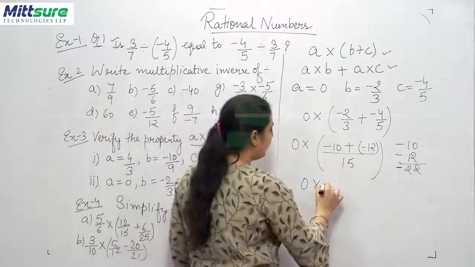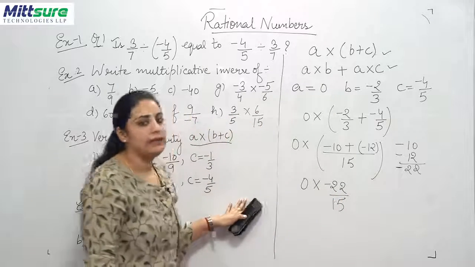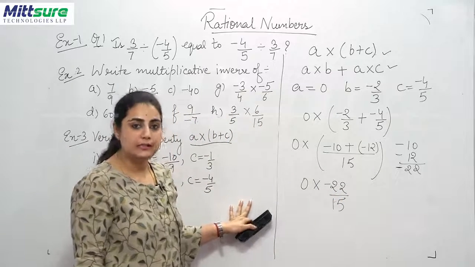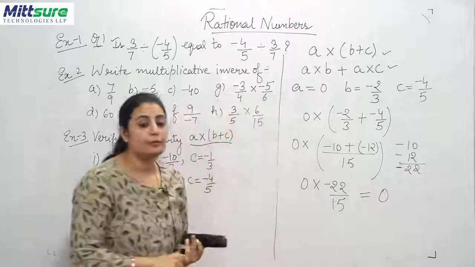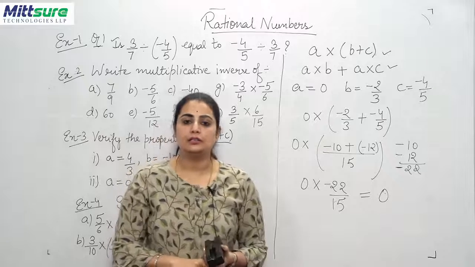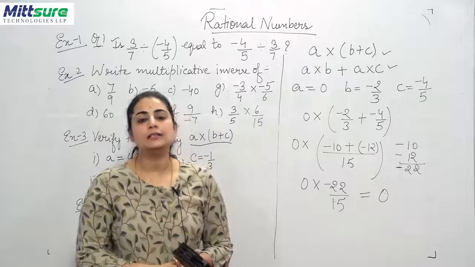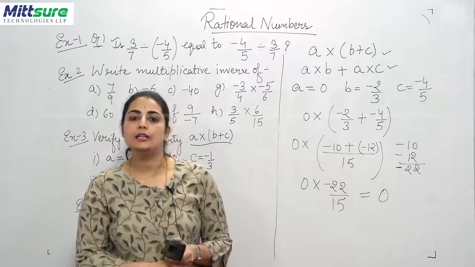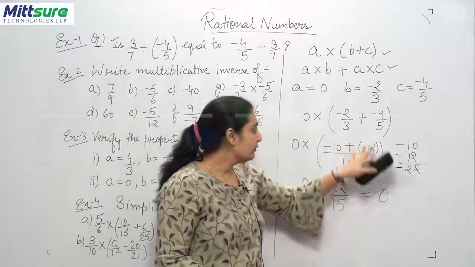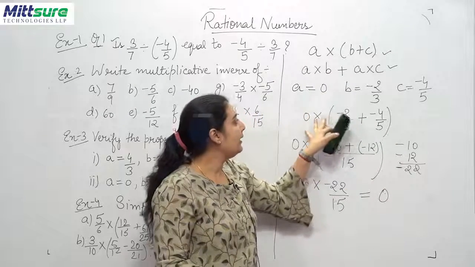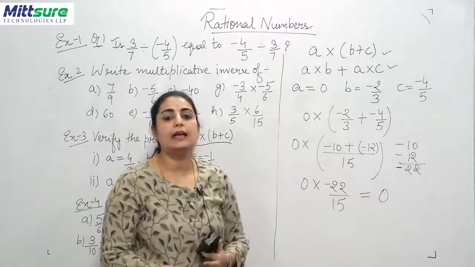Okay, now minus 22 upon 15, when multiplied by 0, is certainly going to give you 0, because when any rational number is multiplied with 0, or 0 is multiplied with any rational number, we have studied in the multiplicative identity of 0, which says that the product of 0 and a rational number is always 0. So obviously the condition which we have applied on the rational number's value, the result is coming as 0.